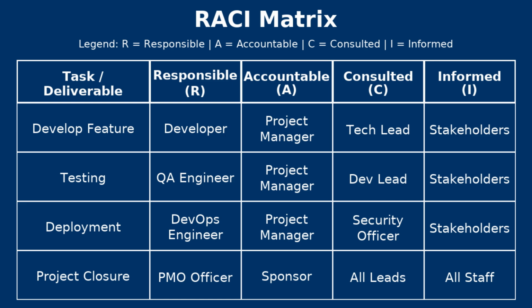Notice how each row creates clarity. There is no more confusion about who is doing the work or who I need approval from. The project manager consistently remains accountable for key deliverables. Technical experts like the tech lead, dev lead, and security officer are only consulted. Broader audiences like stakeholders, end users, and all staff members are just informed. This reduces duplication. It will prevent bottlenecks. This will avoid the classic problem of too many cooks in the kitchen.